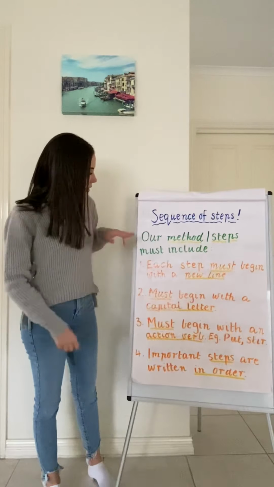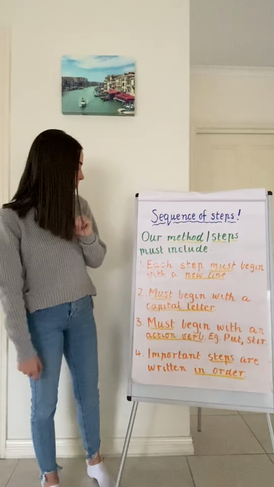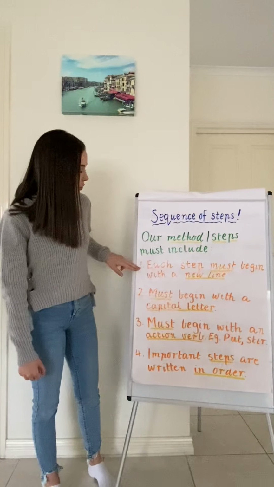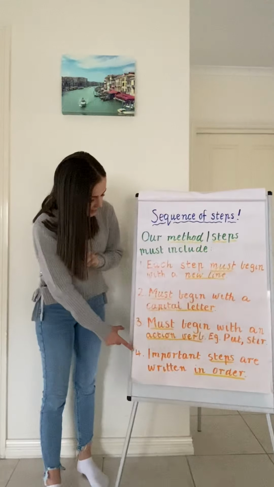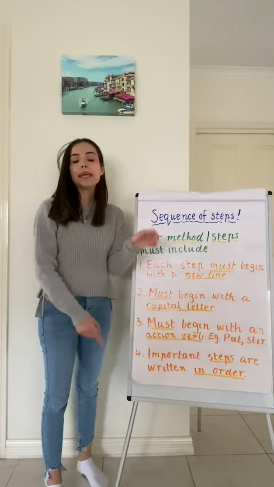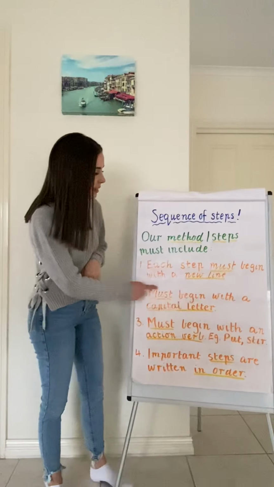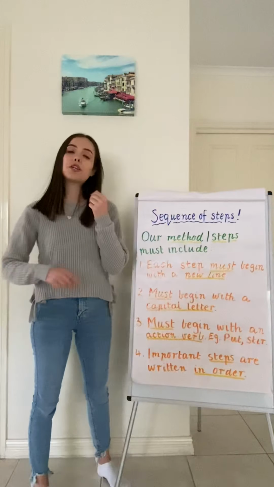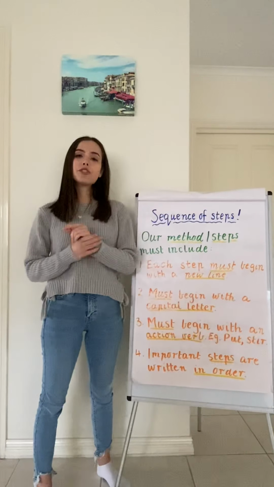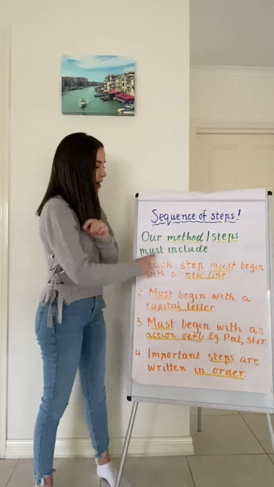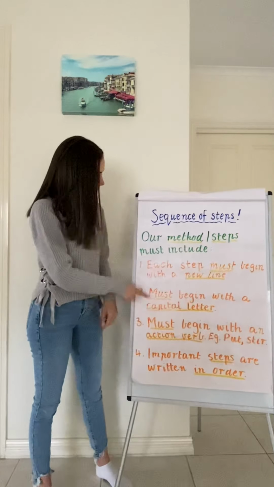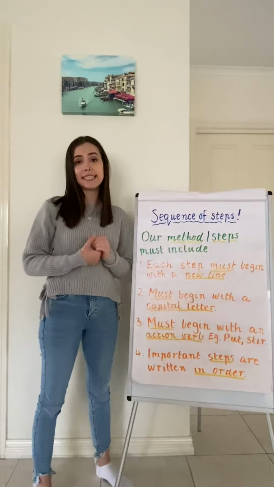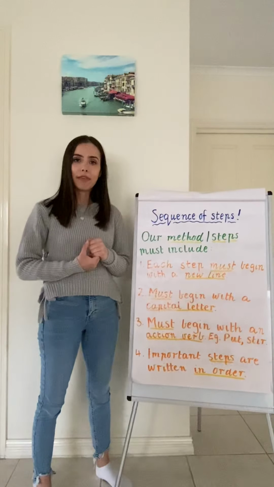So, our method steps must include, number one, each step must begin with a new line. Notice how even in this list here, each of my points begins on a brand new line. I didn't start writing number two must blah, blah, blah. I started it on a brand new line. So when you write your own sequence of steps, once you finish one sentence, you need to go down to a new line. And notice I've numbered them all so I can keep track of which step I'm up to. And that's really easy when the reader's trying to follow your method.